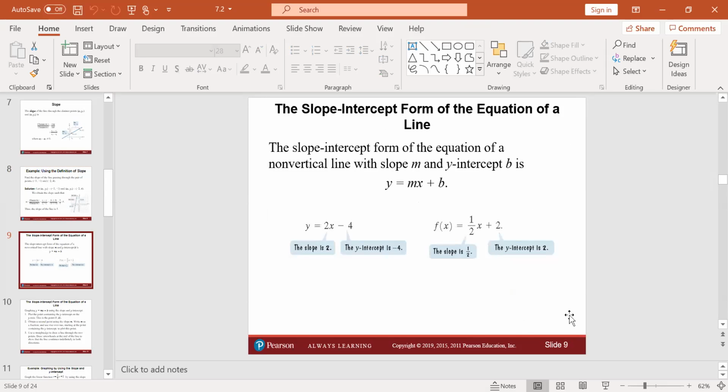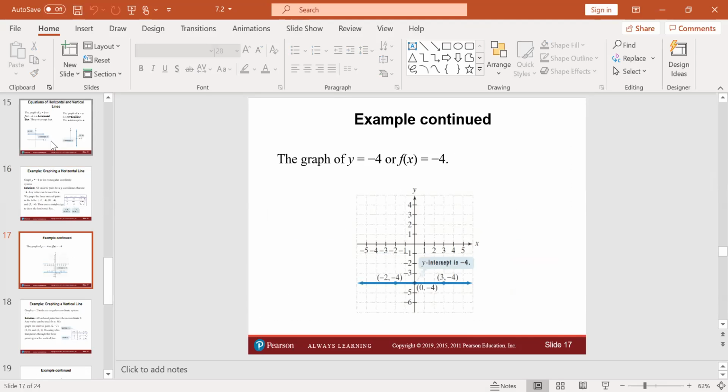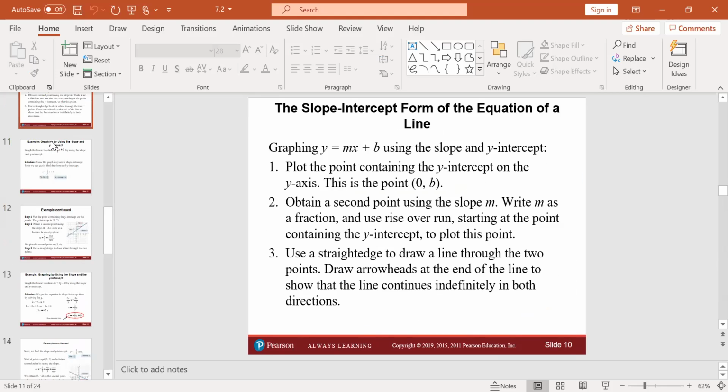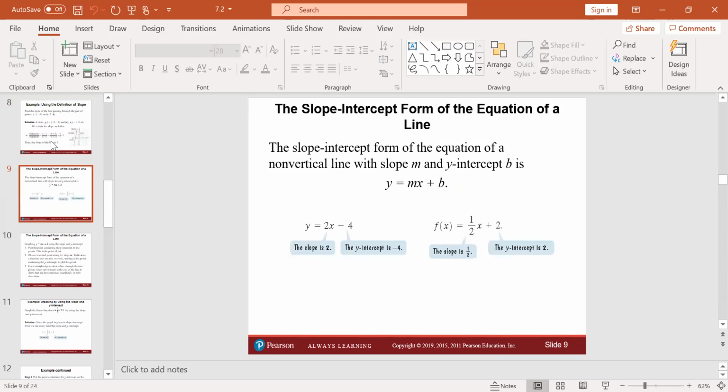Well, what we then have is something called the slope-intercept form of an equation. This allows us to write an equation in pretty much the best way. The reason it's the best is because we can immediately glean the slope and the y-intercept of a line simply from this right here.